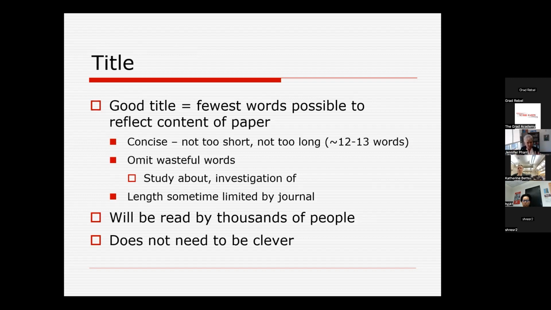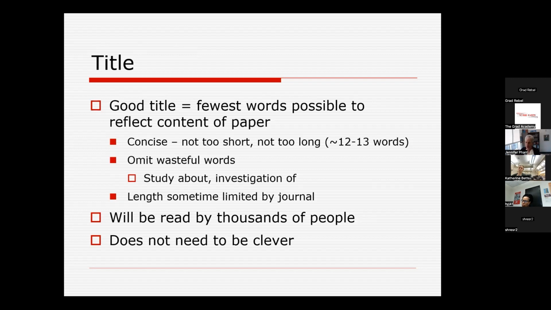In order to get a title down to 12 to 13 words, we want to eliminate unnecessary words like a study about, an investigation of. This was an investigation of whatever. Now you can just start with the whatever. You don't have to say the investigation of.